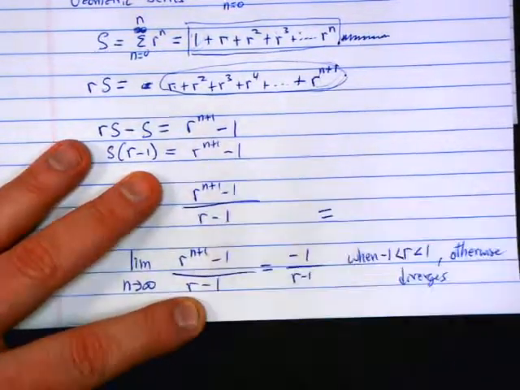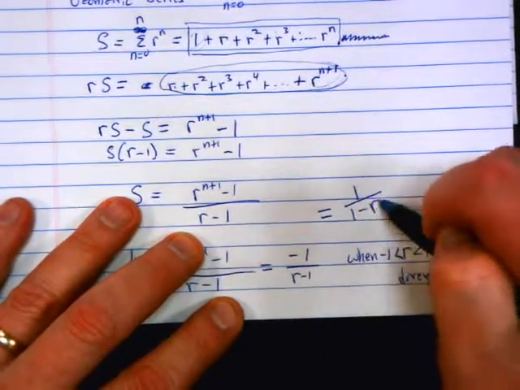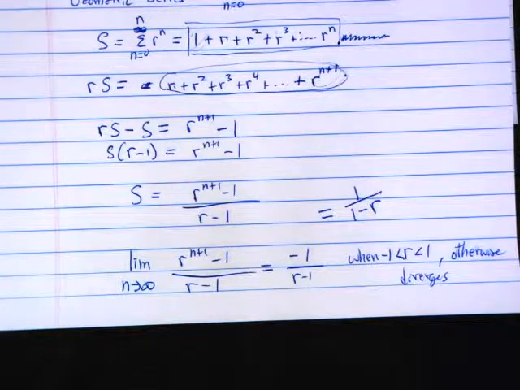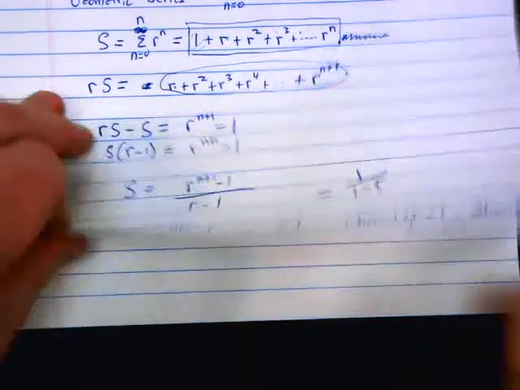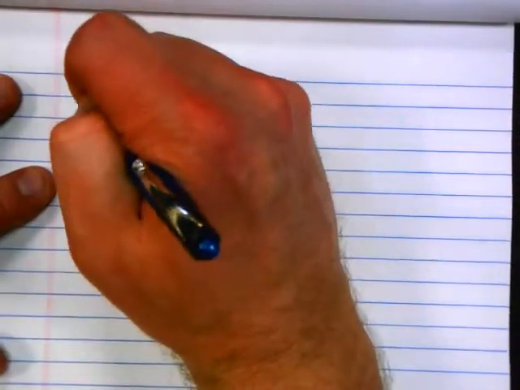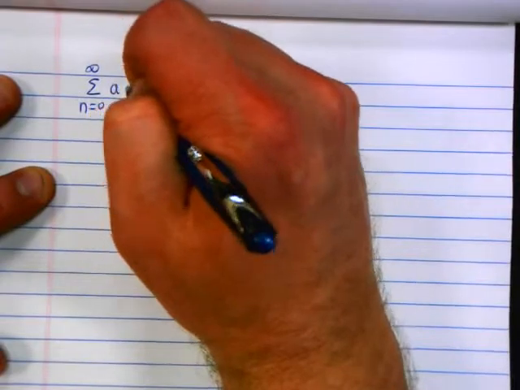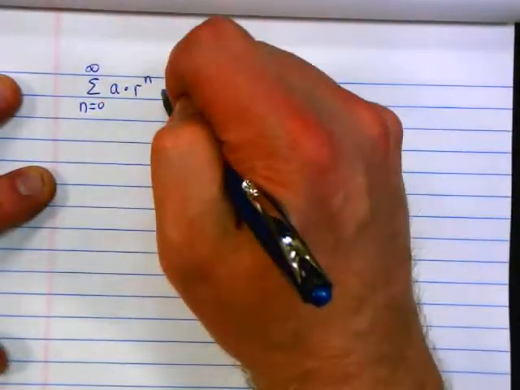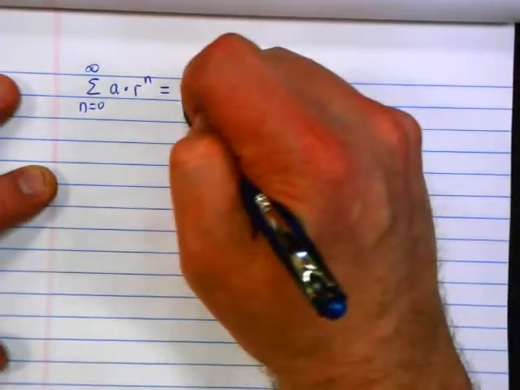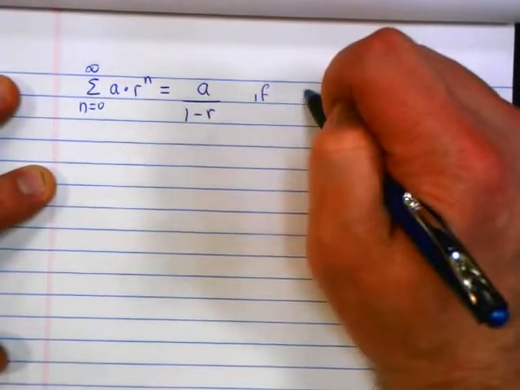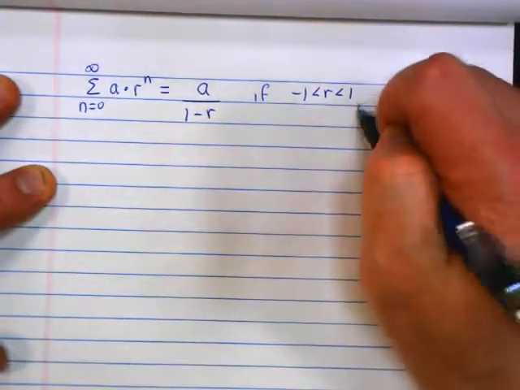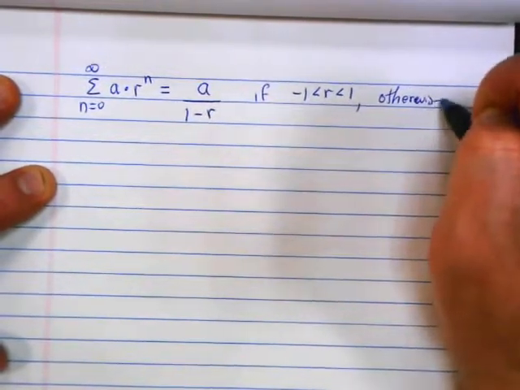And this is usually written as, this is why I thought I had my sign backward. Usually we take that and we multiply top and bottom by negative 1, and we write it as 1 over 1 minus r. All right, so for a geometric series, the sum from n equals 0 to infinity of a times r to the n, quite often they have an a in them. A is just some fixed number. That's going to be a over 1 minus r if r is between negative 1 and positive 1. Otherwise, it diverges.